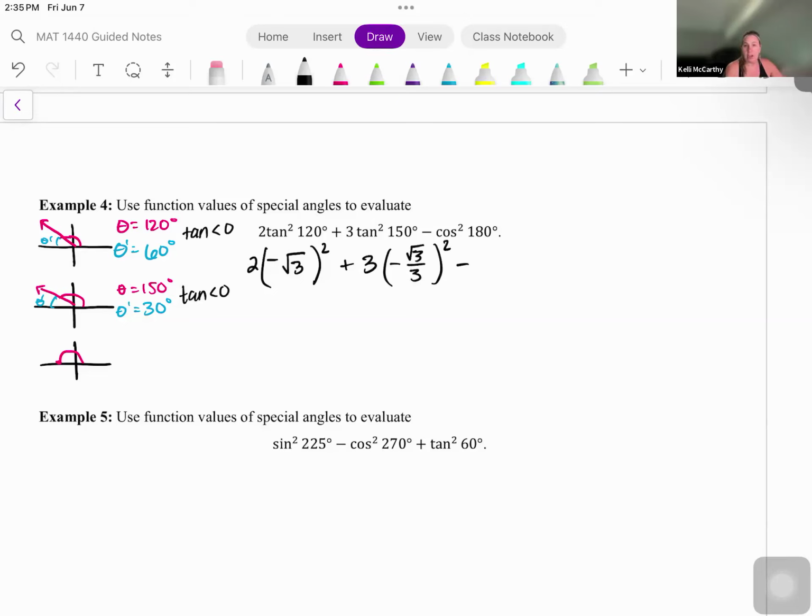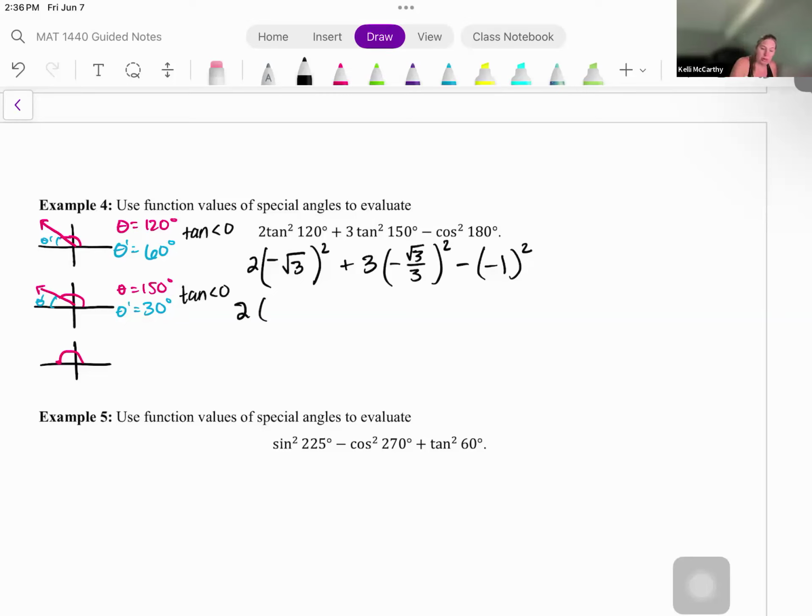And then cosine of 180 degrees. If we look at this picture, cosine of 180 degrees is actually going to be -1. So now that we've substituted those values in using our reference angles and the appropriate signs based on the quadrant of our terminal side, we can start simplifying.